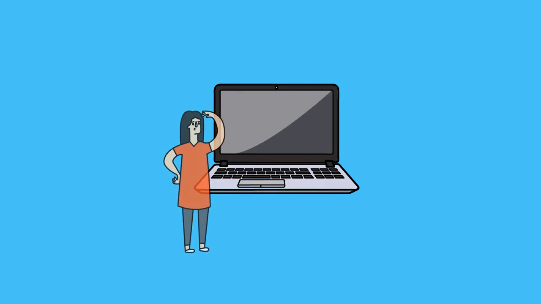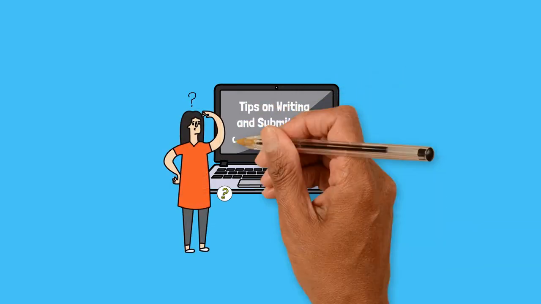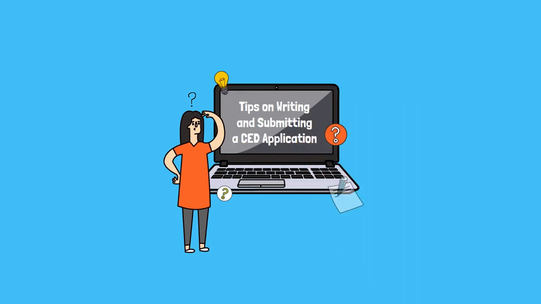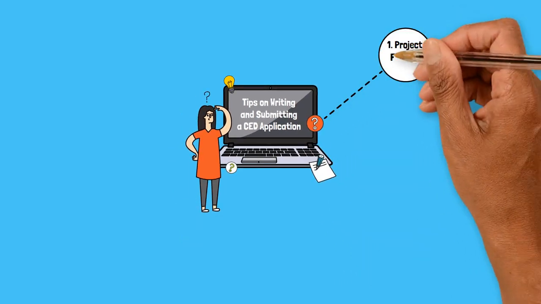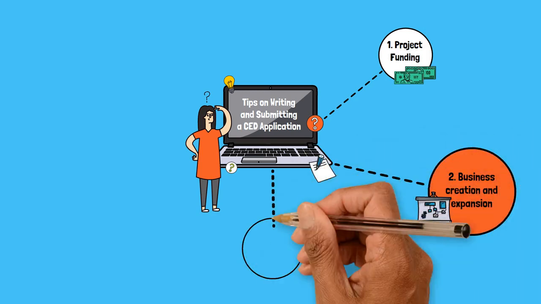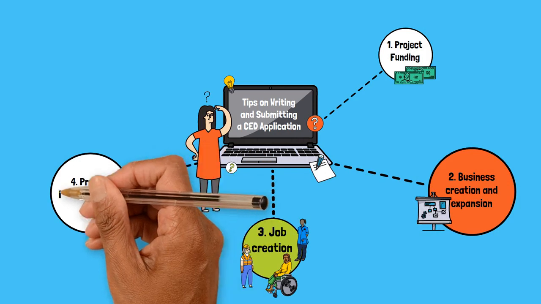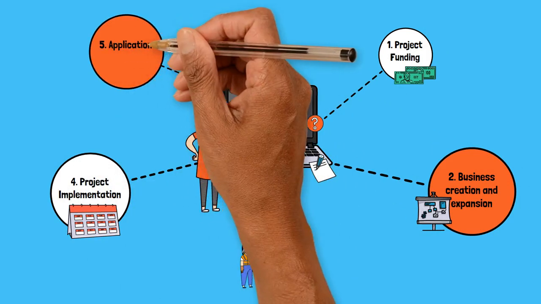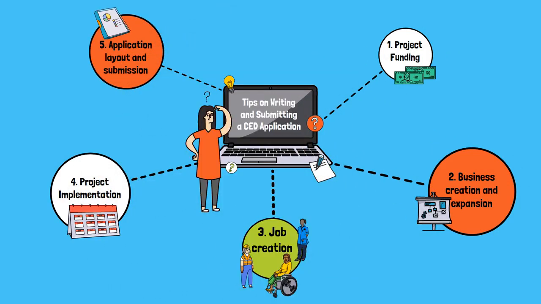This video will provide you tips to consider as you write and submit a CED grant application, including topics of project funding, business creation and expansion, job creation, project implementation, and application layout and submission. For all elements of your application, provide as much evidence as you have that your project will be ready to implement at a time of award to complete the objectives of the CED program.